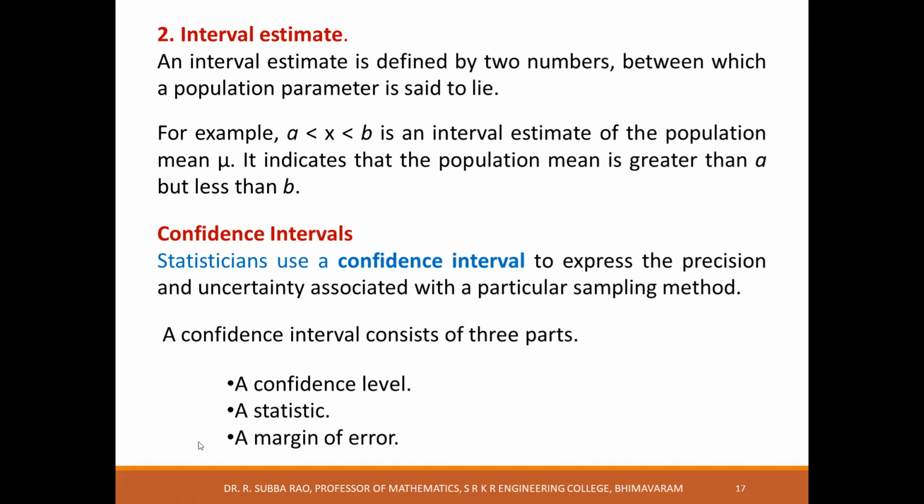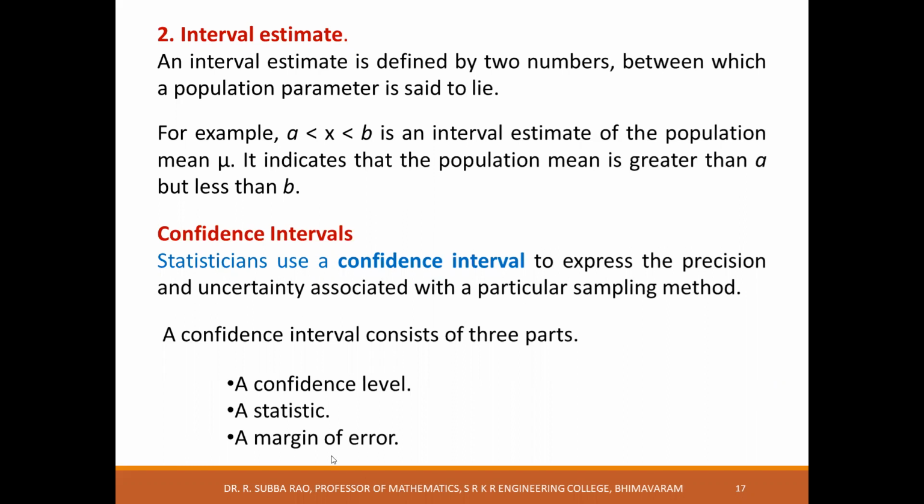What do you mean by a confidence interval? Statisticians use confidence intervals to express the precision and uncertainty associated with a particular sampling method. For example, when I tell you how many marks you will get, you are saying that you have some confidence, some probability, that you will get it. You have some assumptions about the question paper and how you attempted the examination, and basing on that, you give some conclusion. That means you have some confidence that you will get this much of marks.